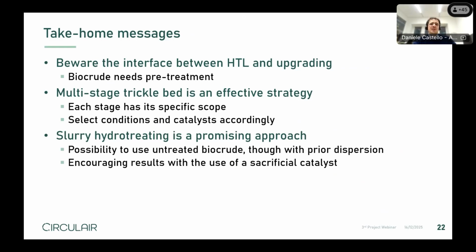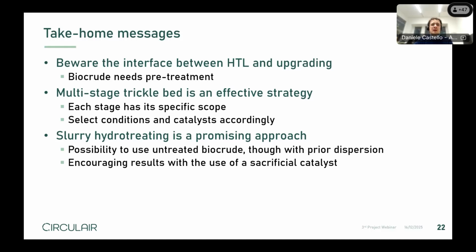So in the end of this short presentation, I would like to highlight a few take-home messages that are important for the development of HTL. First, beware of the interface between the HTL and upgrading, because the biocrude needs pretreatment before the upgrading, and this is a delicate part of the process to ensure smooth operations in the hydrotreaters.